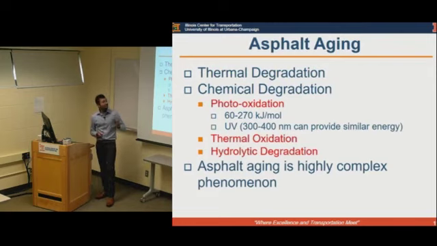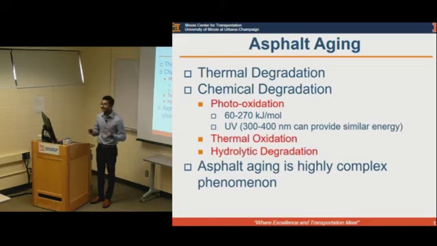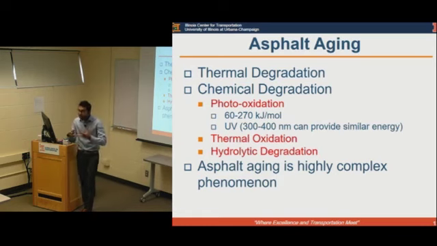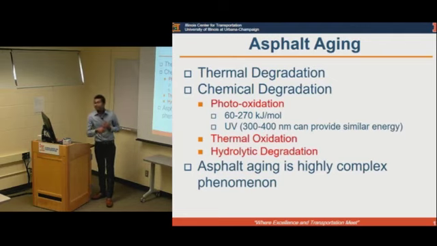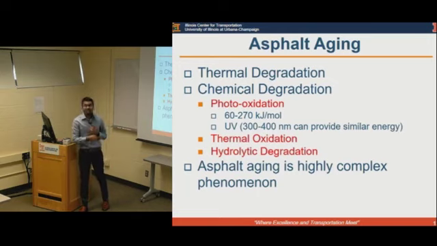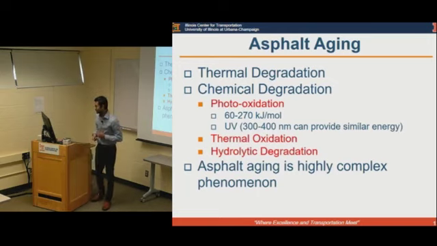Now, asphalt aging, as I said, is a very complex phenomenon. Now, what can happen in asphalt aging? Thermal degradation is one of the reasons where your asphalt binder can degrade. And what thermal degradation is, as the name suggests, higher temperature will lead to breaking of these molecules, these large hydrocarbon chains, based on how high the temperature is, and that can cause the binder to behave in a certain way. The most important part is chemical degradation, which the binder is experiencing most of its lifetime.